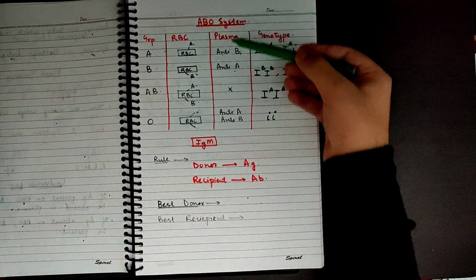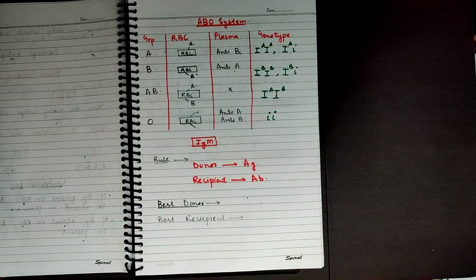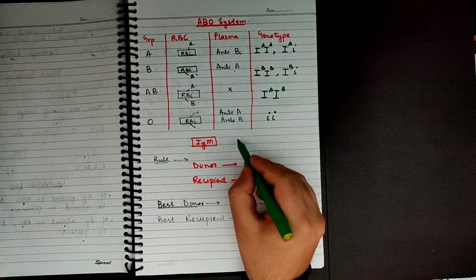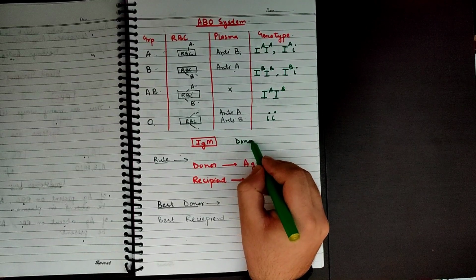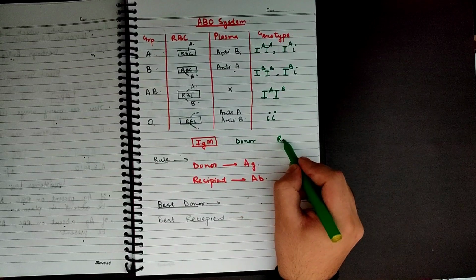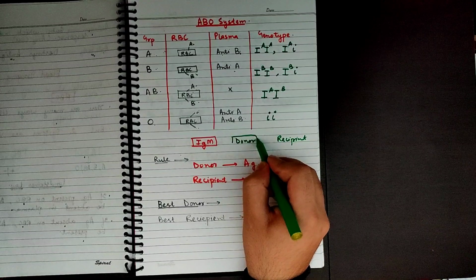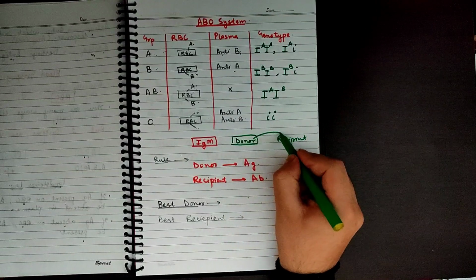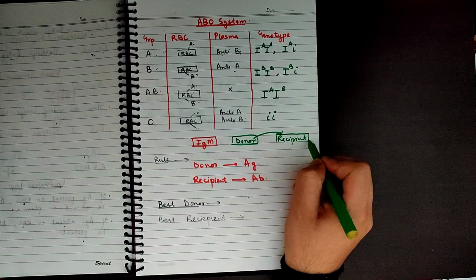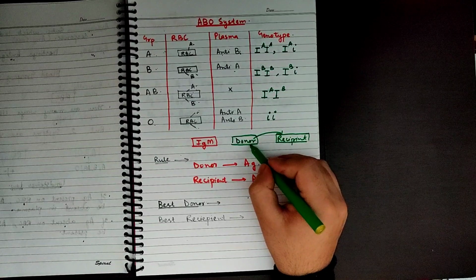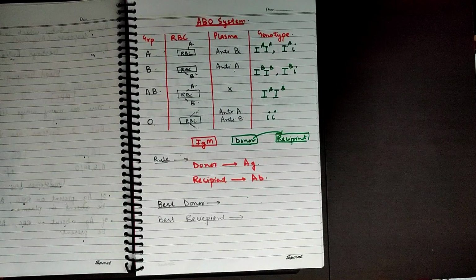So where are we going to use this knowledge now? All this ABO system knowledge is used in blood transfusion. So in blood transfusion, we have one donor and we have one recipient. The donor is the person who donates the blood, and the recipient is the one who receives the blood. So we will be having a donor and we will be having a recipient. Now who can give blood to whom? Which can be the donor, which can be the recipient.